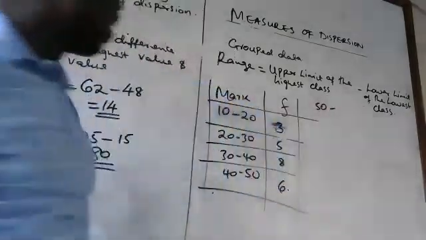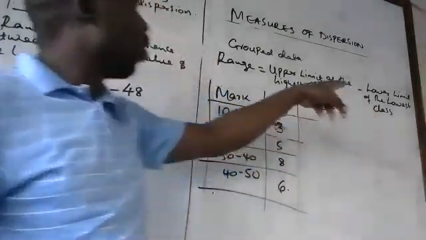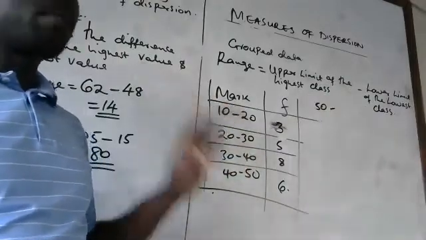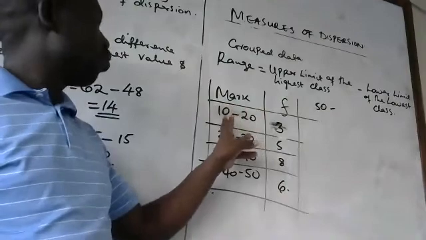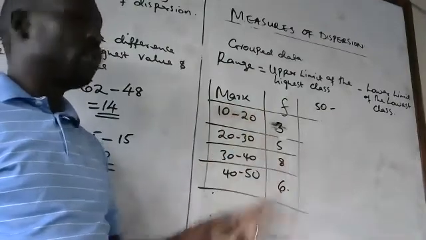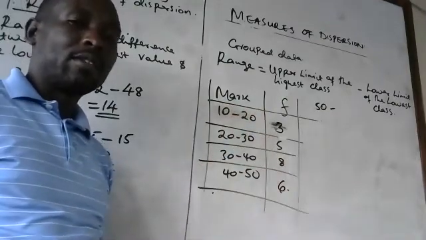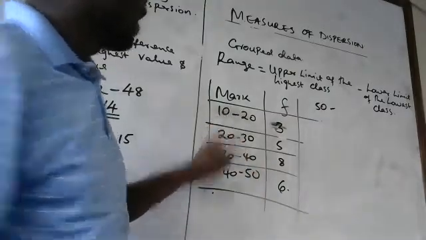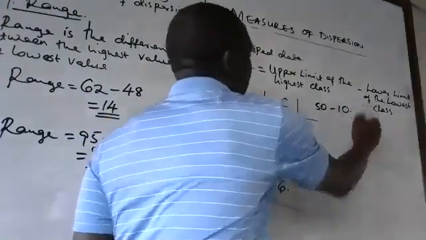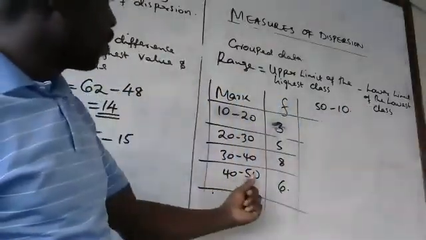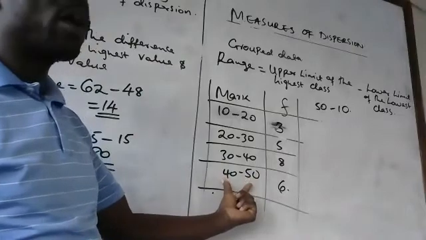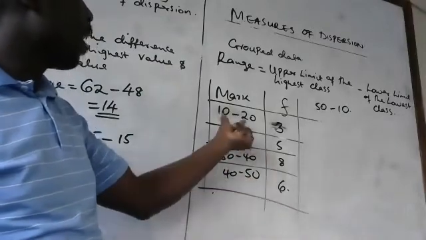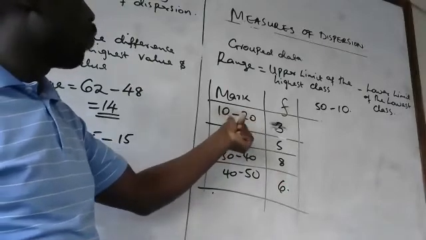Then you minus the lower limit of the lowest class. The lowest class is this. Those who scored the lowest marks are those who scored between 10 and 20, because that is where the classes start from. So the lower limit of the lowest class is 10, so minus 10 like that. So it is the upper limit of the highest class, where you have the highest score, and then you minus the lower limit of the lowest class.